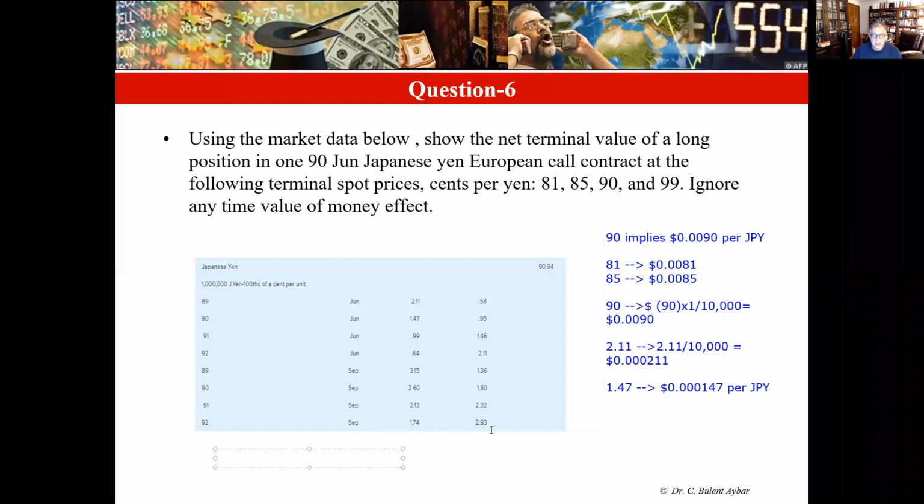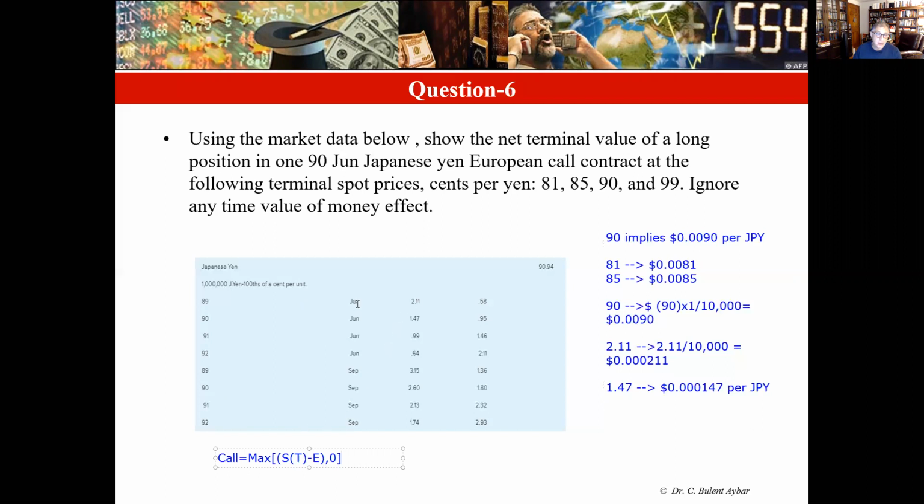So for a call option, intrinsic value is the maximum of the spot price at time t, or the expiration, minus the exercise price, and 0, right? So this is the case for the call option in terms of intrinsic value.